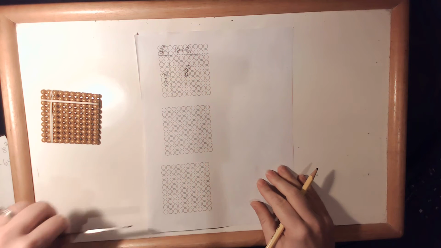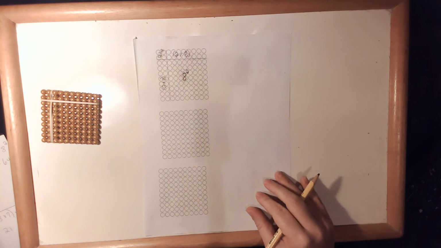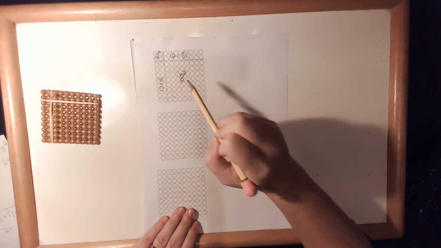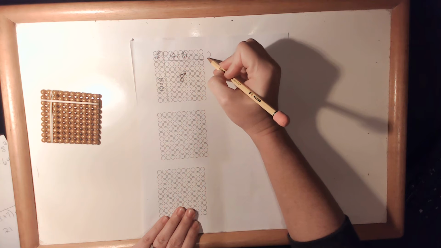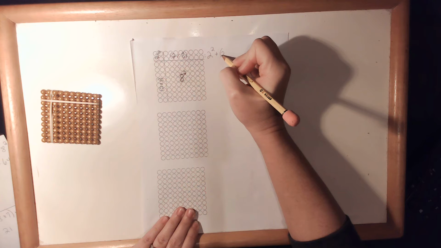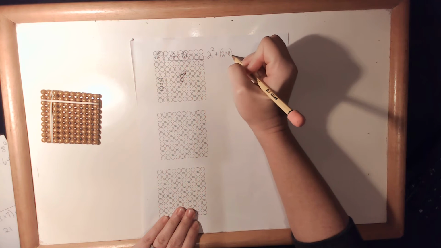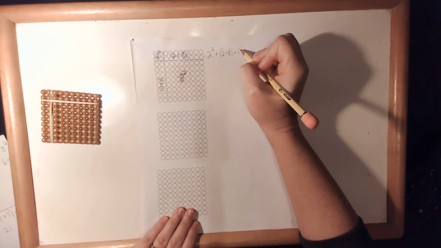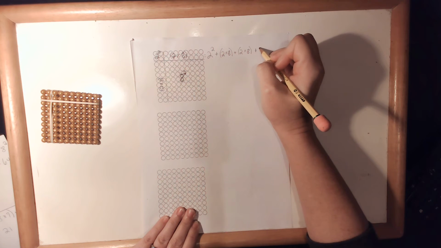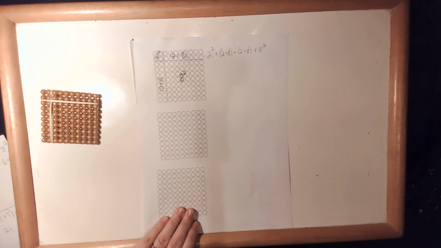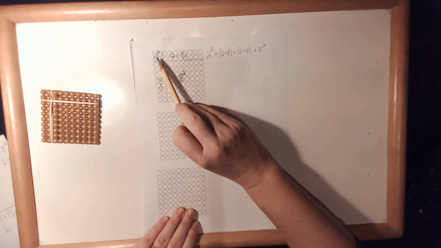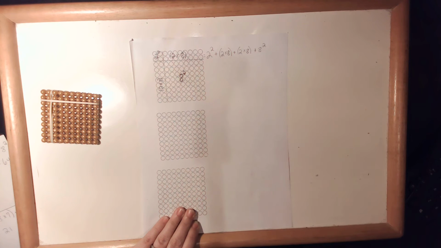Now that I have each of my sections written, what I'm really doing is adding each of these pieces together. So I'll write it over here. 2 squared plus 2 times 8 plus 2 times 8 plus 8 squared. So all I've done was write out horizontally the equation, just adding each of these pieces together.